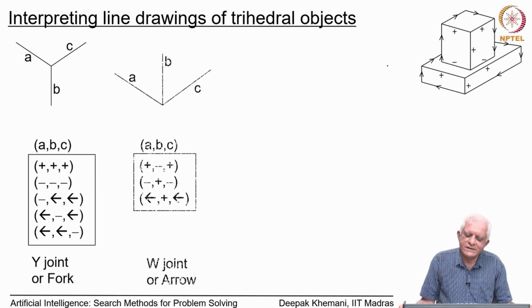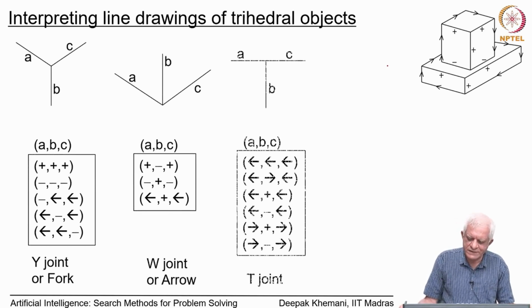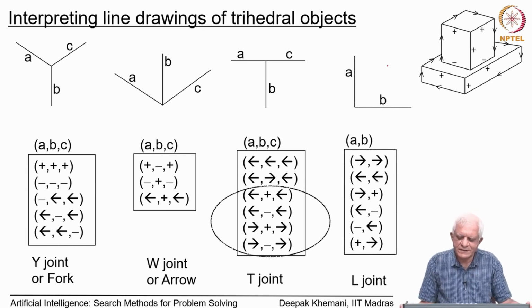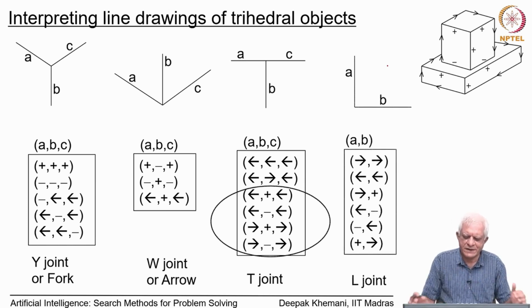Now, remember these line drawings we had talked about, that Huffman had given us, talked about trihedral objects, objects which have 3 faces meeting at a vertex, and he had said that there are 4 kinds of vertices in such drawings. A vertex is somewhere where 2 lines meet or 2 edges meet, and there were 18 kinds of labels that you could use for vertices.